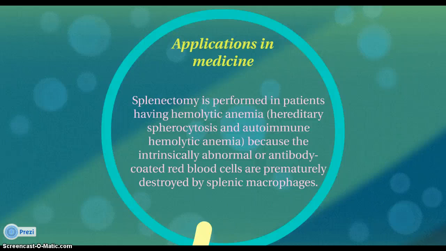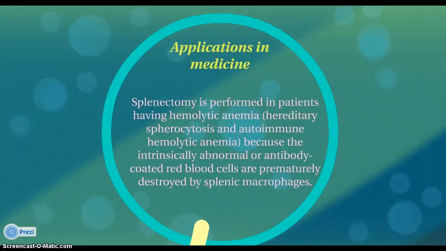Applications in medicine. Splenectomy is performed in patients having hemolytic anemia because the intrinsically abnormal or antibody-coated red blood cells are prematurely destroyed by splenic macrophages.